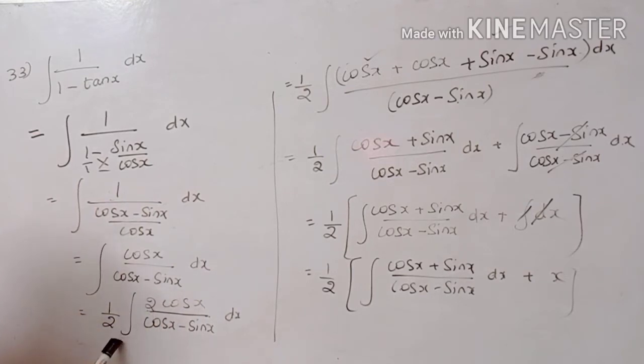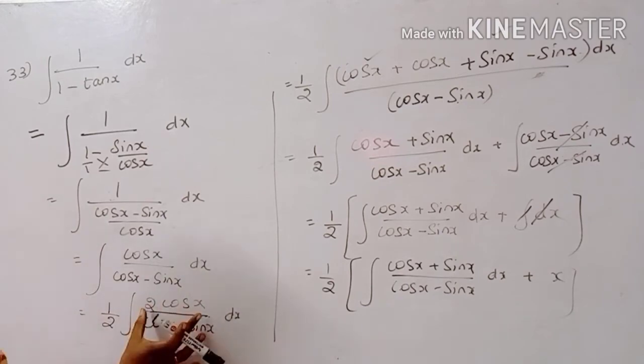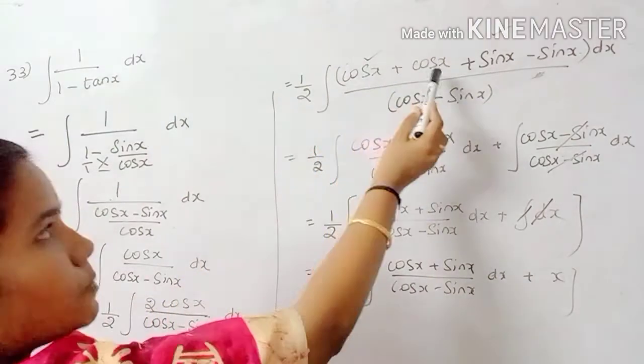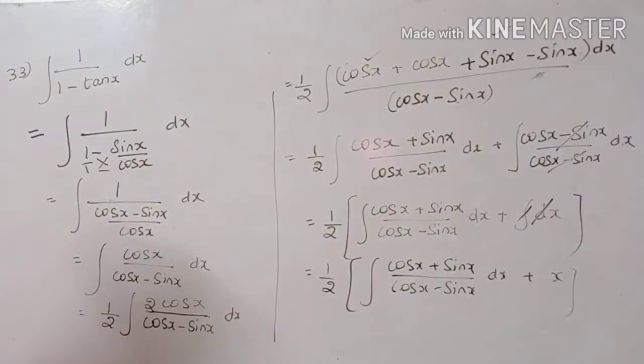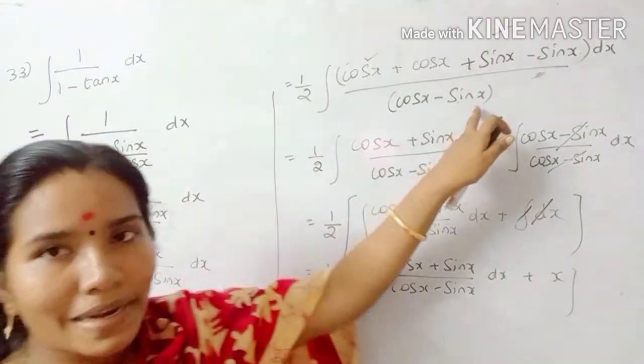and divide by 2. So multiply and divide by 2 கொடுத்தனா இந்த 2 cos x எப்படி எழுதலாம்னா cos x plus cos x னு எழுதுறோம். Next add and subtract sin x கொடுக்கிறோம். எதனாலனா denominatorல cos minus sin இருக்கு. So அதனால cos x minus sin x னு எழுதுறோம்.